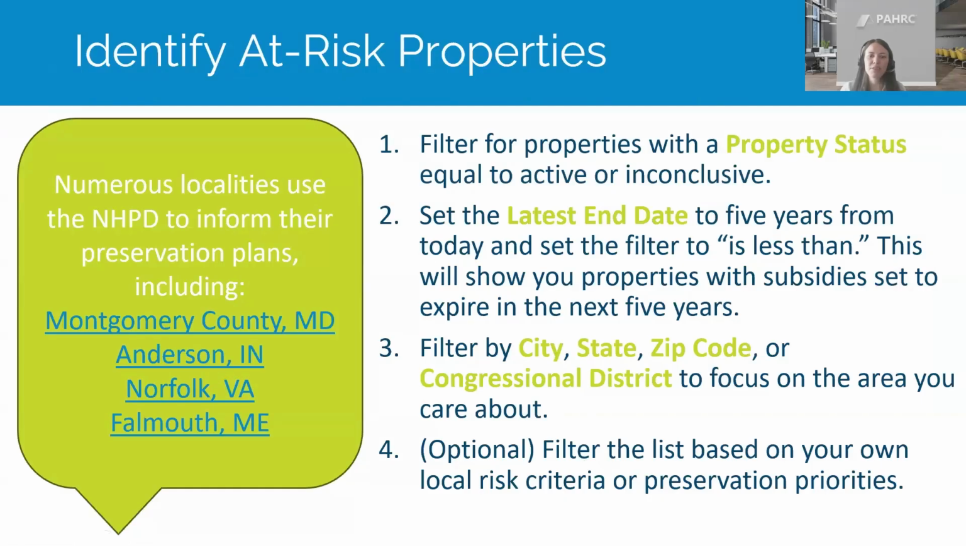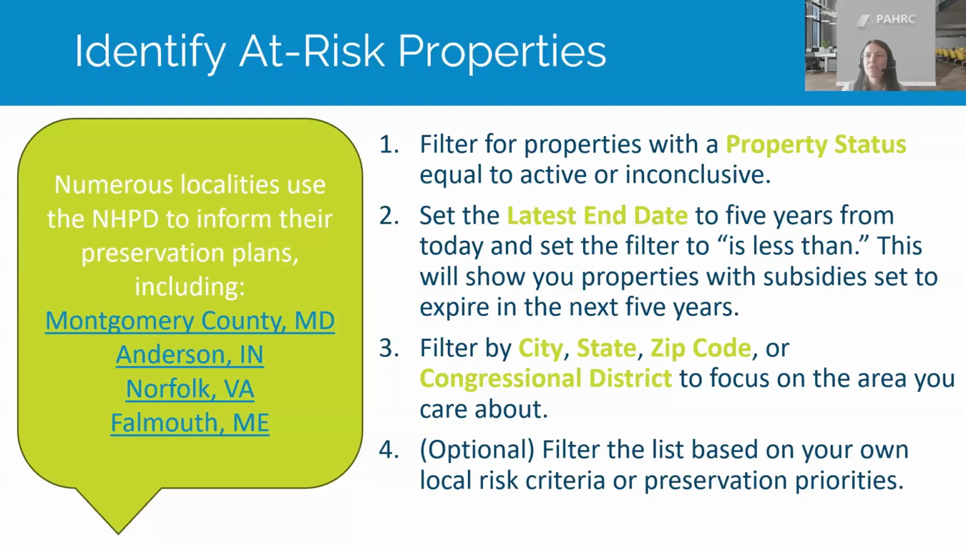So another common application of the NHPD is to identify properties that are at risk of loss. For instance, Montgomery County, Maryland used the NHPD to identify properties that were nearing the end of their affordability restrictions, and then identified whether they were located in low poverty neighborhoods, were near rail transit, served low income populations, and were owned by for-profit organizations. And this helped them shape their long-term preservation planning. So if you're interested in doing that for your community, the database can be a really great place to start.